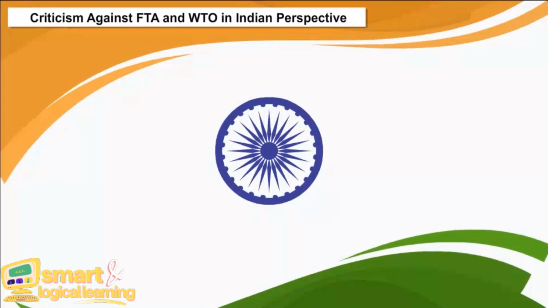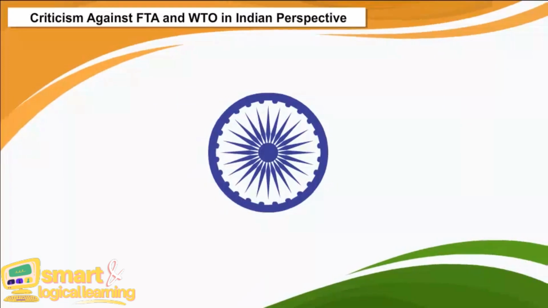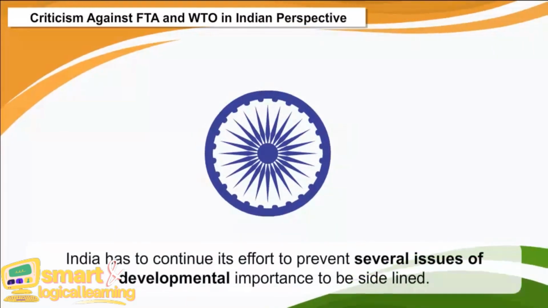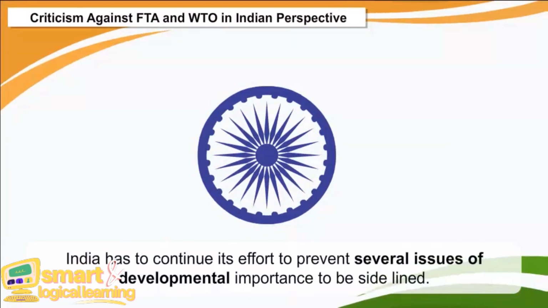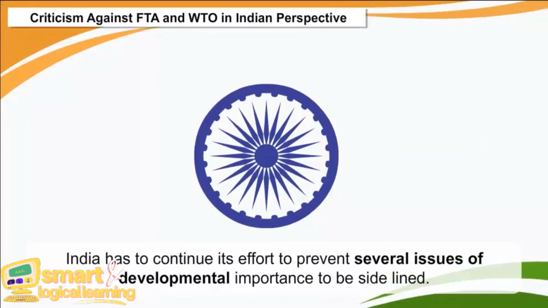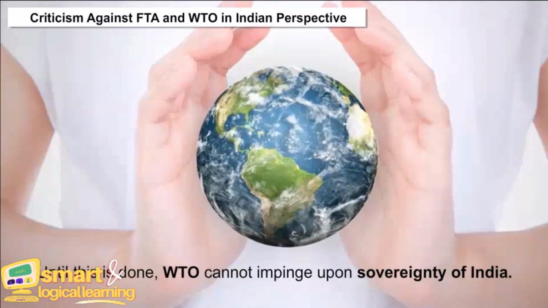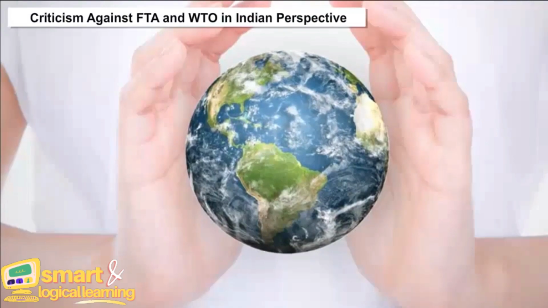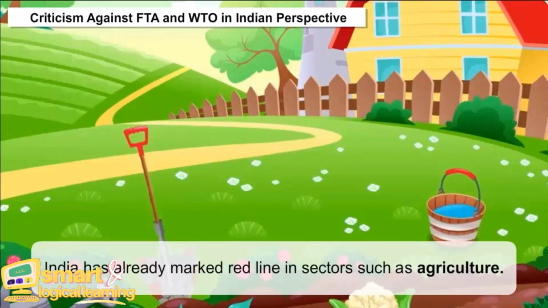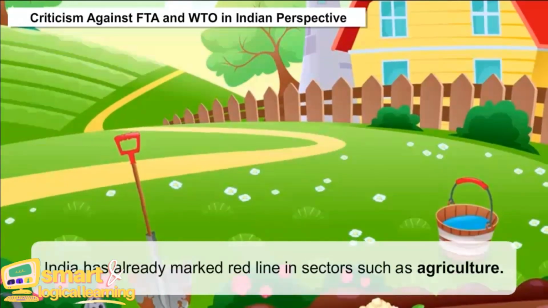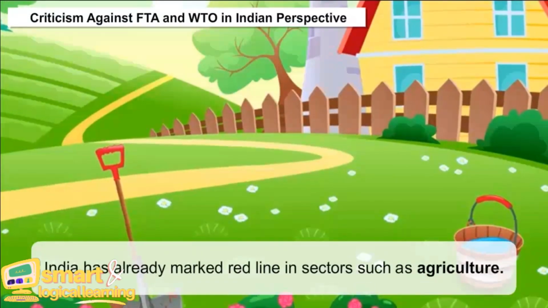Criticism against FTA and WTO in Indian perspective. India has to continue its efforts to prevent several issues of developmental importance from being sidelined. Until this is done, WTO cannot impinge upon the sovereignty of India. India has already marked a red line in sectors such as agriculture by making it clear that there is no scope of compromise on its positions.